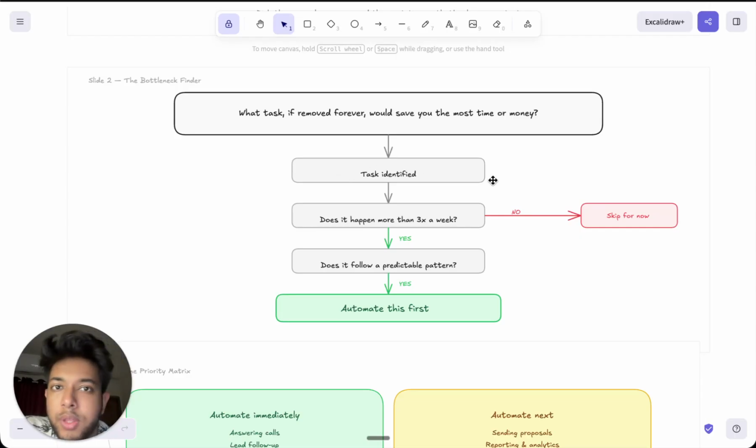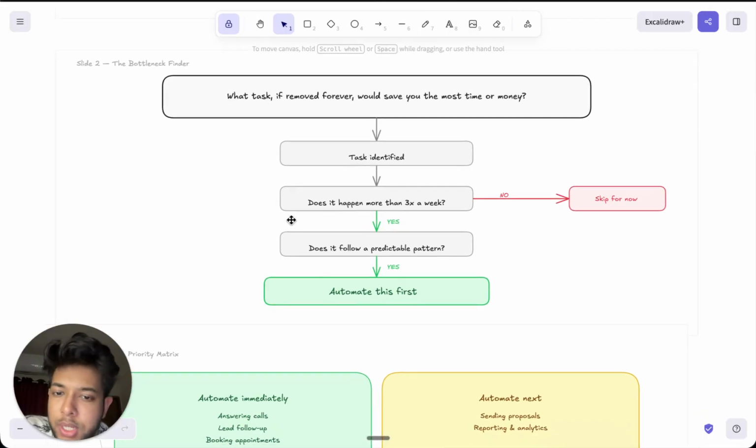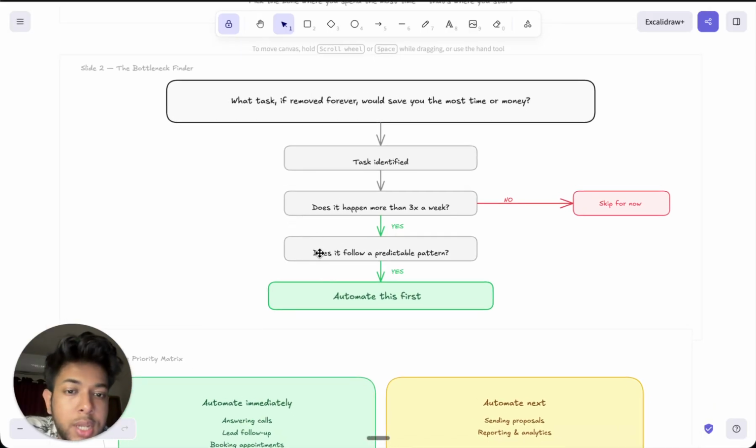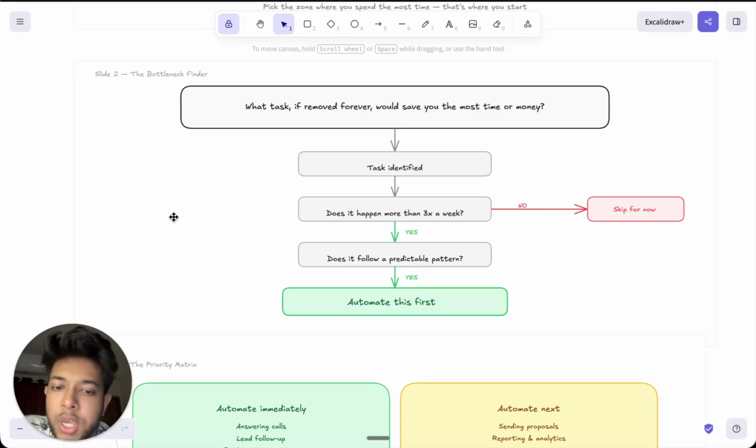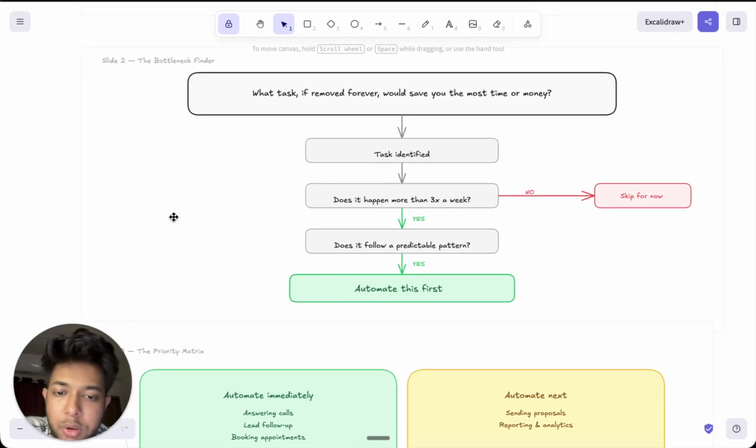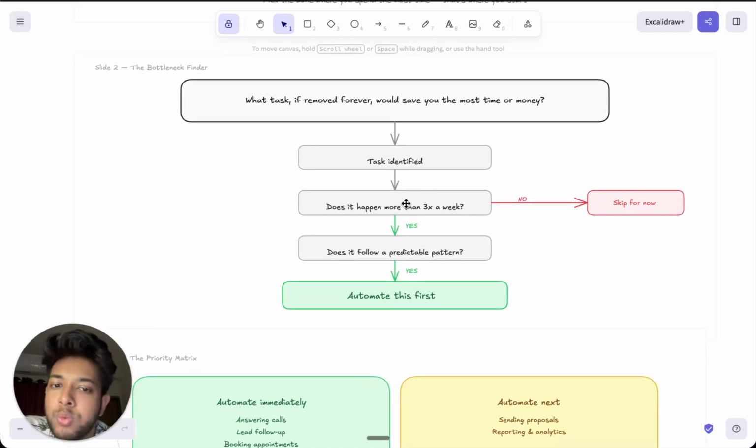Once you identify that task, you have to ask yourself: does it happen more than 3 times a week? I'm going to assume that it does. In that case, does it follow a predictable pattern? Based on my experience of working on my own business and on other businesses, especially in terms of AI, I'm pretty sure the answer is going to be yes as well, because most of the tasks that we do in our business on a day-to-day basis follow a repetitive and predictable pattern. So once we have figured that out, we're going to decide to automate this first.